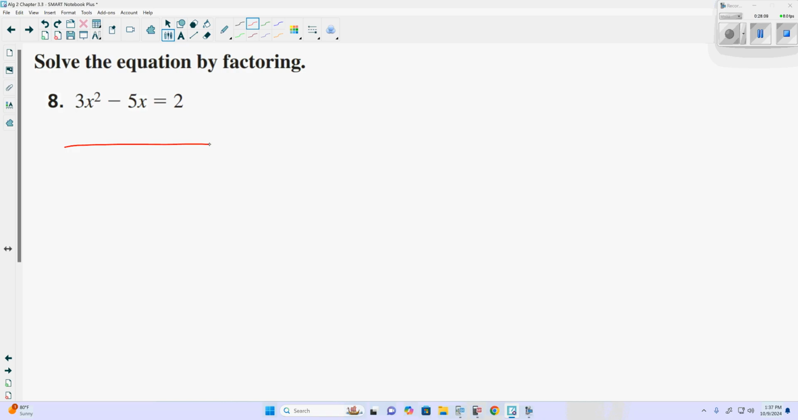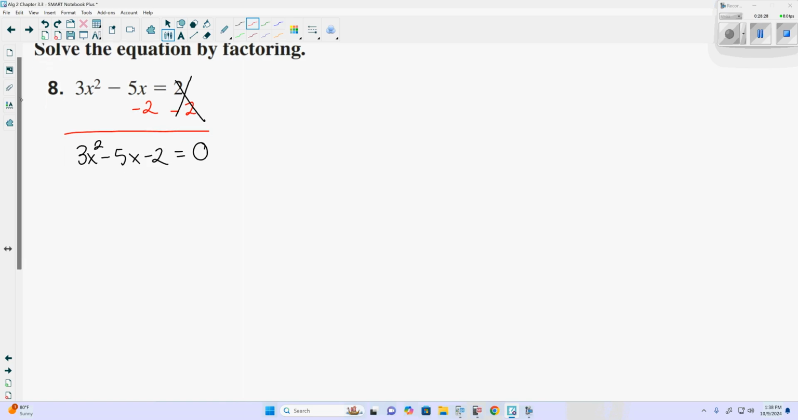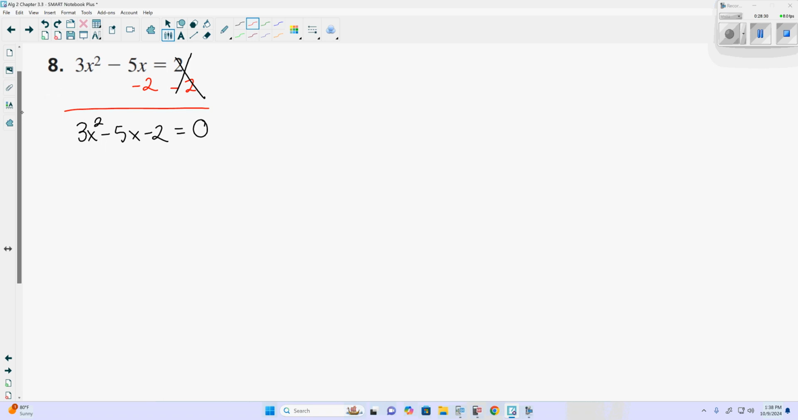With factoring, we need to get this equation equal to 0. So the first thing we can do is subtract 2 from both sides. On the right-hand side, our 2 minus 2 is 0. On the left-hand side, we do not have any like terms between our 3x squared, negative 5x, and negative 2. So we just put it next to it.